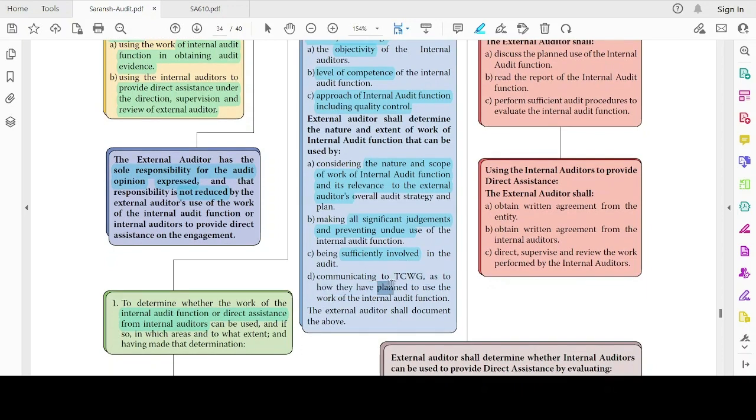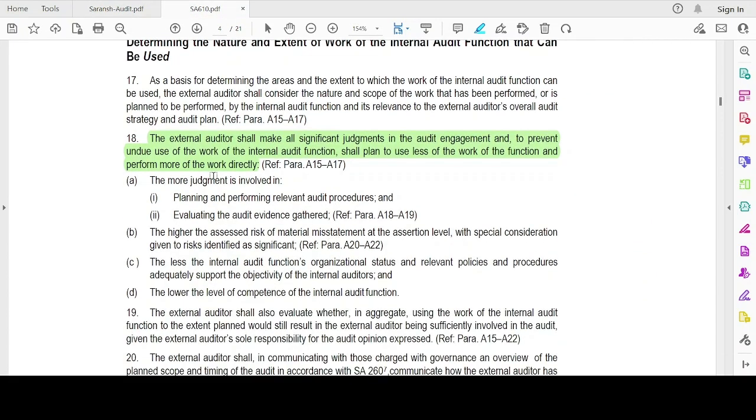Communicated to TCWG as to how they have planned to use the audit. How I plan to use the work of the internal audit function, I have to communicate that with the TCWG if applicable, or the board of directors. Now, let's move on here. The external auditor shall make all significant judgments in the audit engagement and, to prevent undue use of the work of the internal audit function, shall plan to use less of the work of the function and perform more work directly. See, wherever there are significant judgments, I, the external auditor, should be the one involved in making such judgment, and I should ensure that he is not taking some undue advantage out of it.